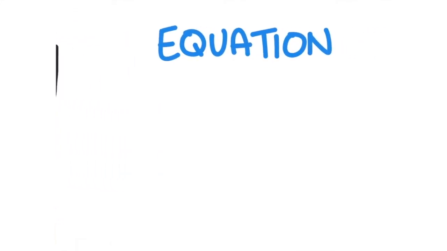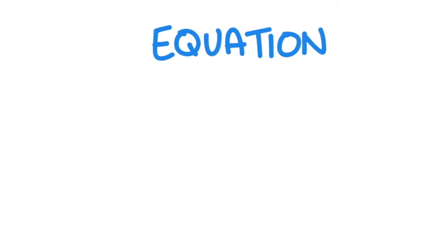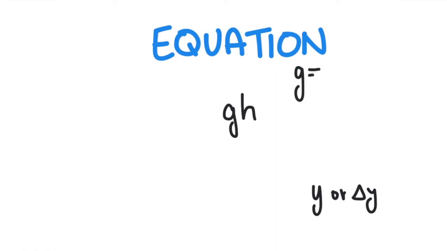We've already seen that height matters, and we can use the symbol h to describe height. Some people may also use the symbol y or delta y, because if we're talking in the up-down direction, y would be a good variable to describe that up-down direction. The other thing that matters is g, and g means the acceleration due to gravity, which is 9.81 meters per second squared, just like we learned previously.